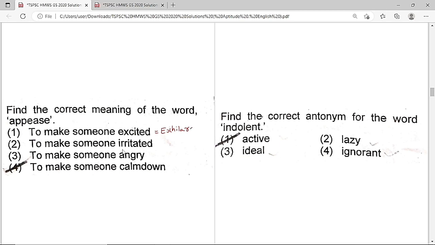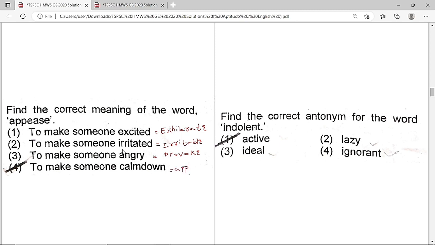Exhilarate. Exhilarate means to make someone more excited. To make someone irritated means irritable. Irritable is the meaning. So this word's meaning is to make someone irritated. To make someone angry means provoke. Provoke means you are making someone angry. To make someone calm down means appease.